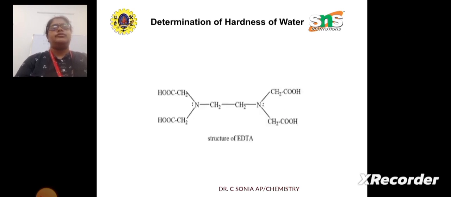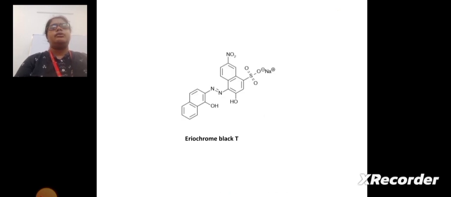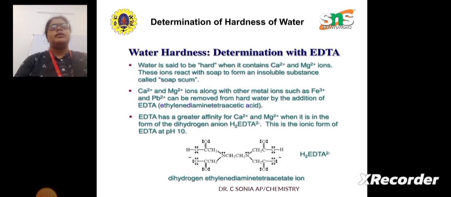So this is the structure of the EDTA, and this is the Eriochrome black T. Now the determination of hardness with EDTA.